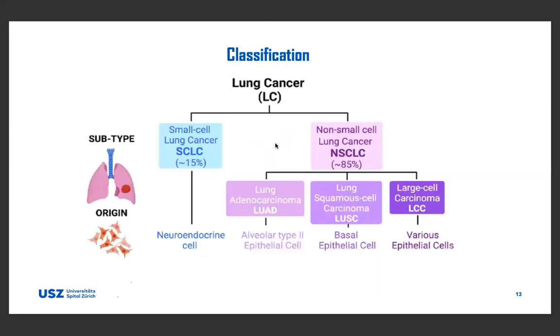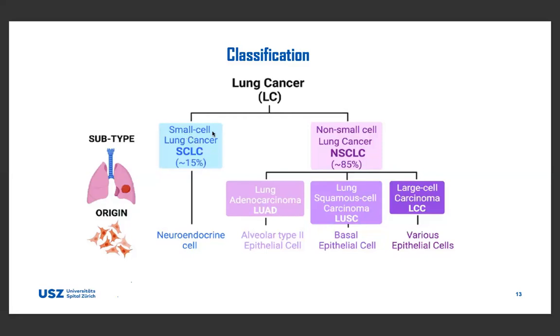Lung cancer is classified in a relatively complex way. To make it as easy as possible, the most important point of the lecture today is that you understand and remember that we have a classification for lung cancer. The two most important ones you need to remember are non-small cell lung cancers, which make up the majority, 85% of all lung cancers, and small cell lung cancers, making up 15%.